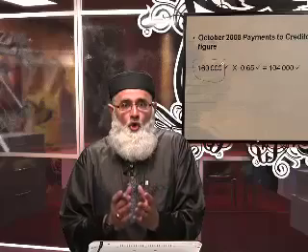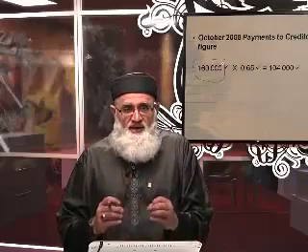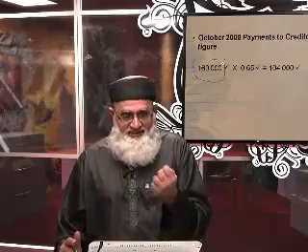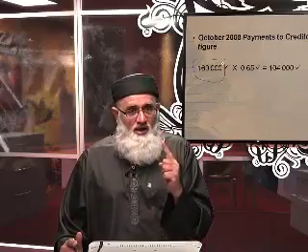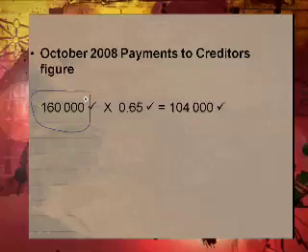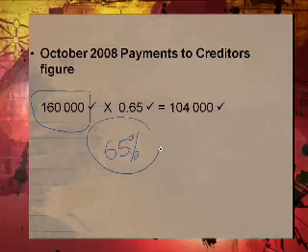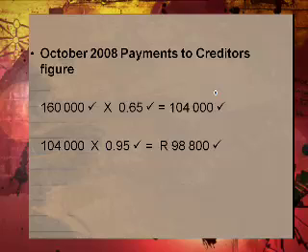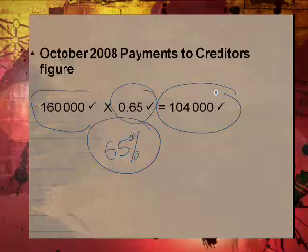Remember, we are using fixed base stock. So if it's fixed base stock and your cost of sales is given to you, then that is the figure. Now, one of the provisos was that we are buying 65% of our stock on credit. Okay, so immediately you multiply that figure by 65% and it gives you a figure of 104,000 Rand.